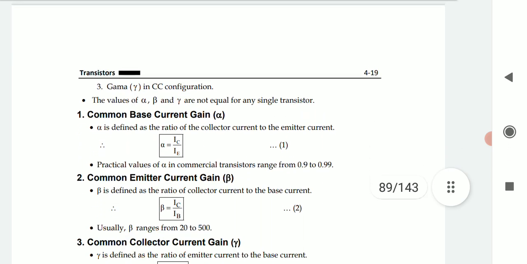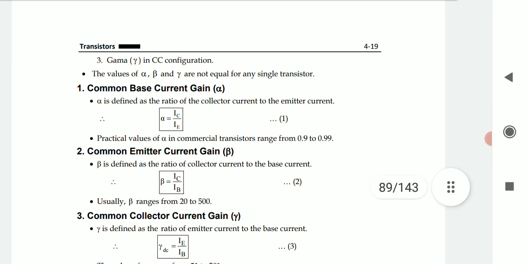Let us define alpha first. Alpha is the current gain or current amplification factor in common base configuration. Alpha is defined as the ratio of output current to the input current in common base configuration. Output current in common base configuration is collector current and input current is emitter current. Therefore, the ratio of IC by IE is represented as current amplification factor or current gain in common base, CB configuration. Alpha is equal to IC by IE.